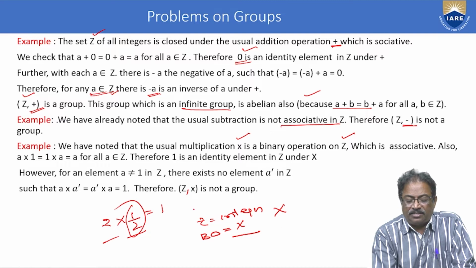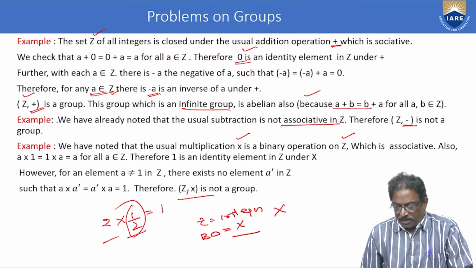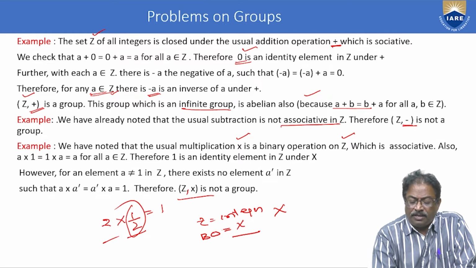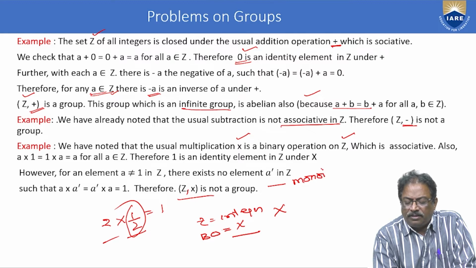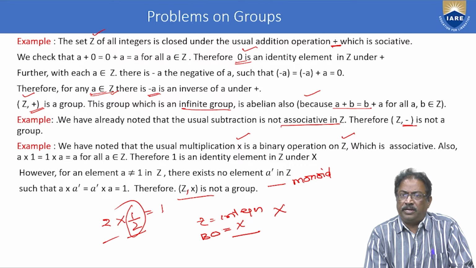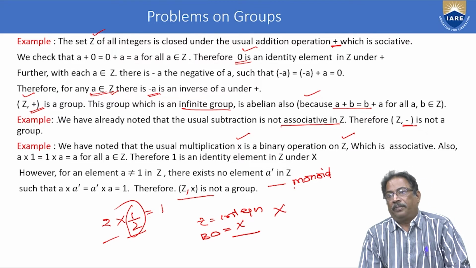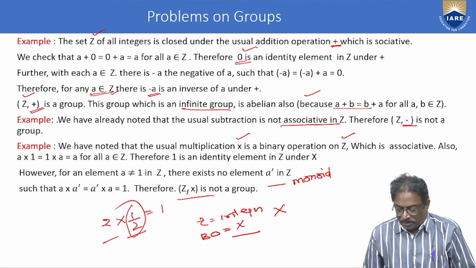So we can say that Z under multiplication is not a group, even though it is a monoid. Whenever it is a monoid, it automatically is an associative semi-group. So it is not a group, but it is a monoid.